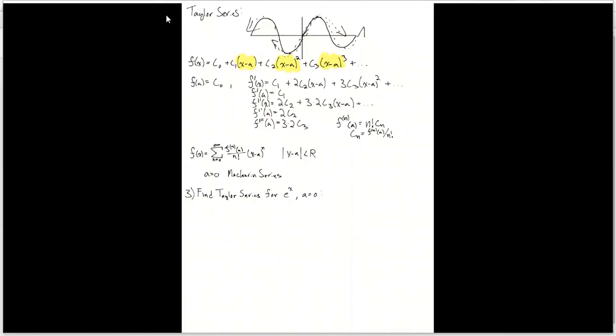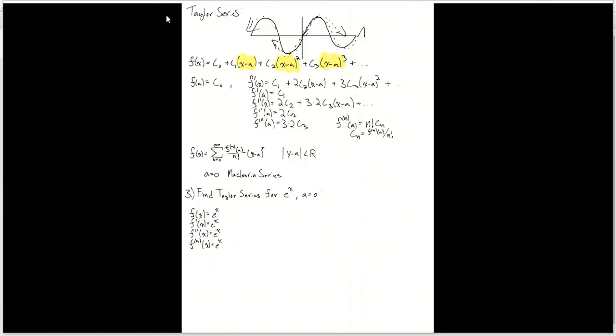Okay, so first, let's go ahead and find out what our nth derivative of our function is. So f of x is equal to e to the x. Well, our first derivative is e to the x. Our second derivative is e to the x. And that's just going to keep going. So our nth derivative here is e to the x.